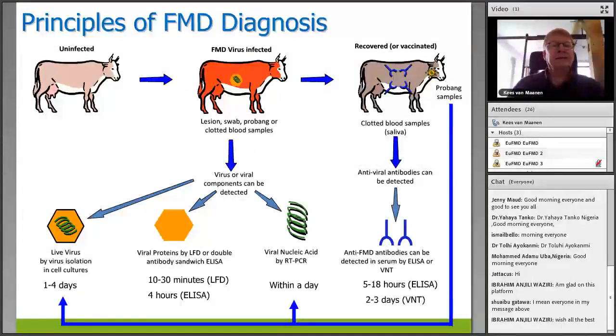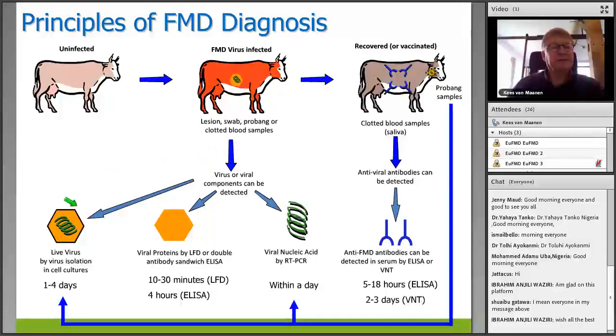So when I look into this picture, you see here an uninfected animal, you have an FMD virus infected animal, and you have a recovered animal. Well, when we concentrate on the FMD virus infected animal, you can take all sorts of samples, like lesion samples from the lesions, so flaps of epithelium or lesion swabs. You can take saliva swabs or nasal swabs, you can take probang samples, you can take clotted blood samples, and for virological diagnosis in the acute phase, because antibodies will take time to develop, so in the early lesions you will not find antibodies yet.